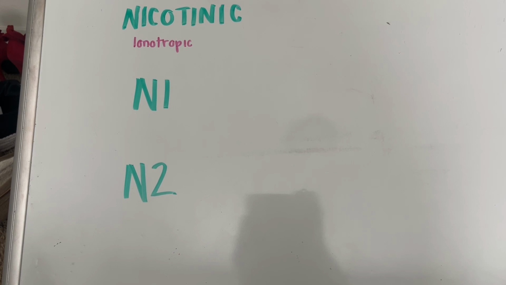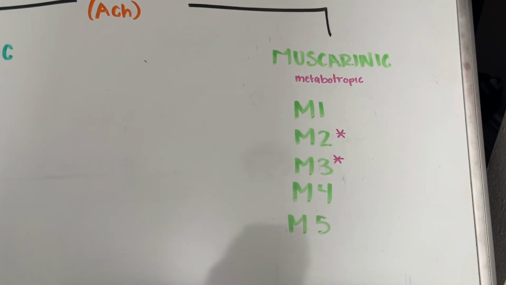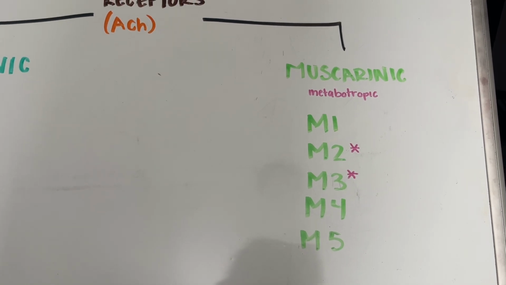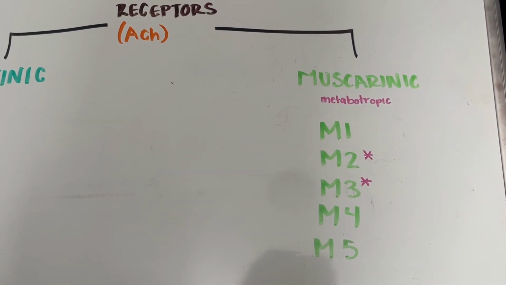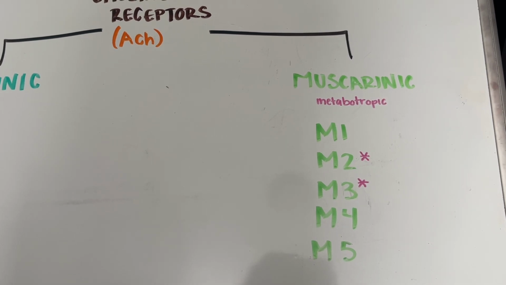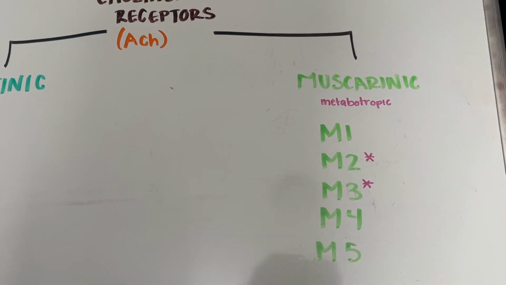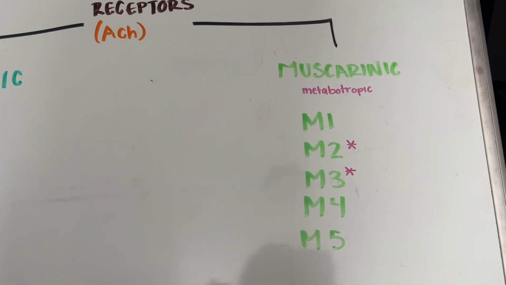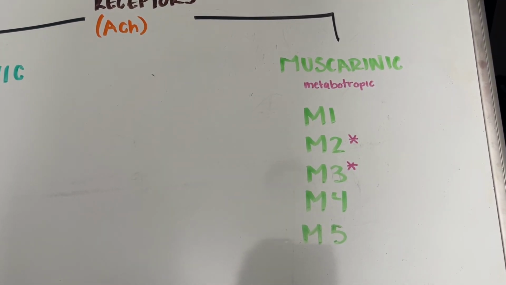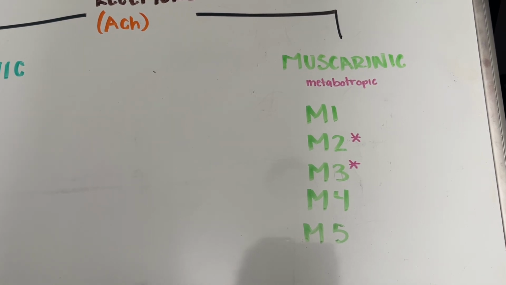We're going to move on to muscarinic receptors, and they're named after the alkaloid muscarine, which specifically activates them. They are metabotropic receptors, meaning they are G-protein coupled receptors. There are 5 main types, M1 through 5, each linked with a different G-protein and second messenger system. Their effects can be excitatory or inhibitory, depending on the subtype and the effector tissue.